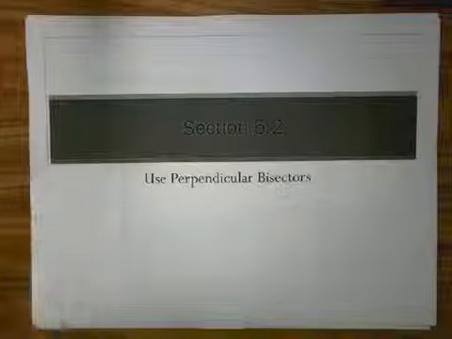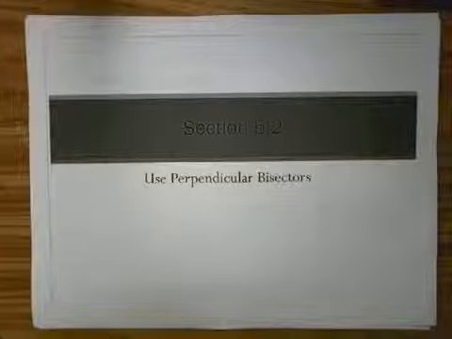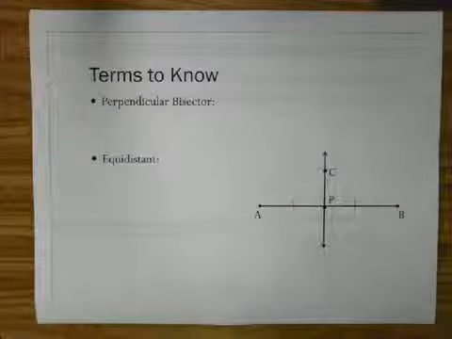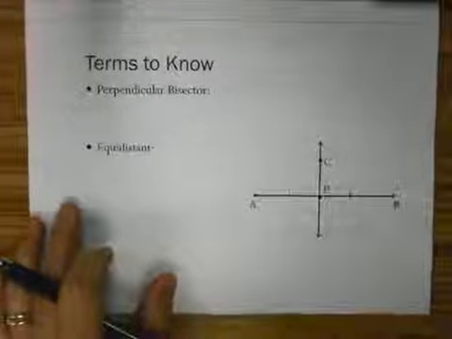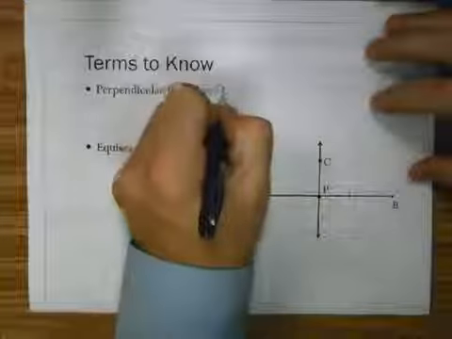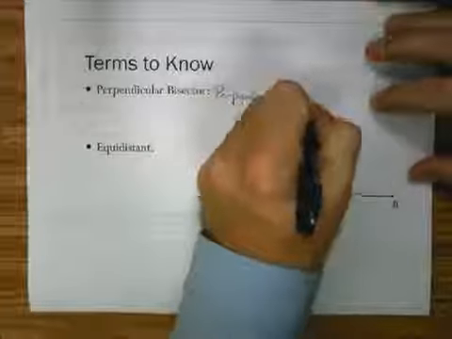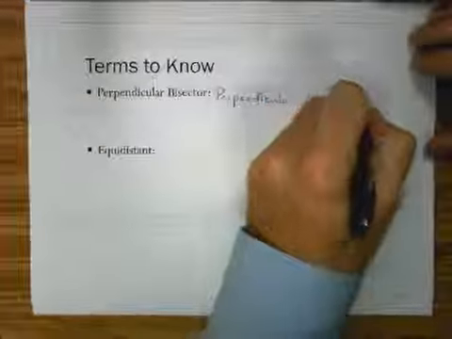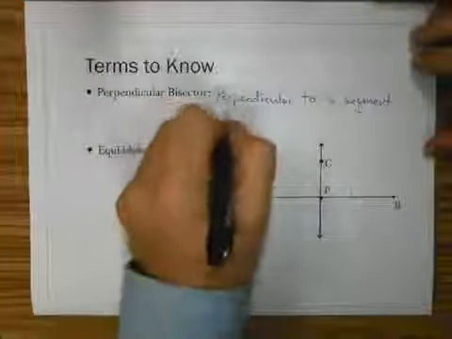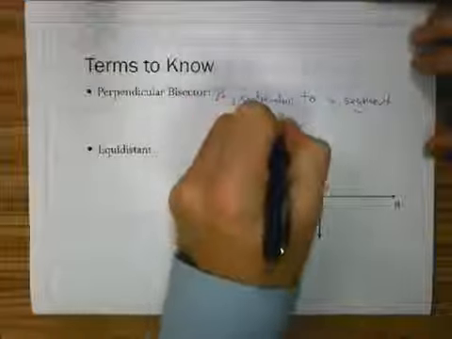In this section 5.2, we're looking at using perpendicular bisectors. If we start off, we need to first be familiar with some terms. A perpendicular bisector is going to be a line that's perpendicular to a segment at its midpoint.